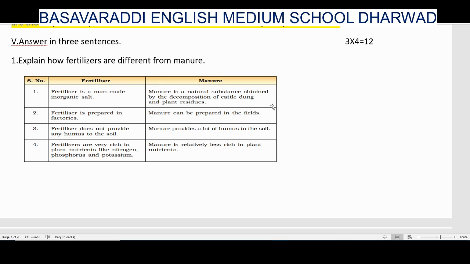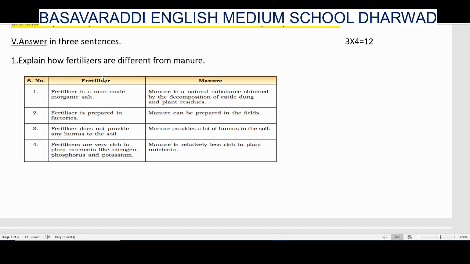Explain how fertilizers are different from manure. This is a very direct question. That means you need to list the difference between fertilizers and manure. So fertilizer is a man-made inorganic salt. But manure is a natural substance obtained by the decomposition of cattle dung and plant residue. So the basic difference is fertilizers are man-made, whereas manure is natural.